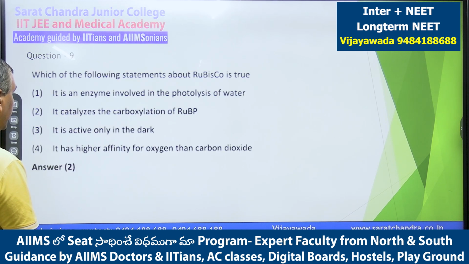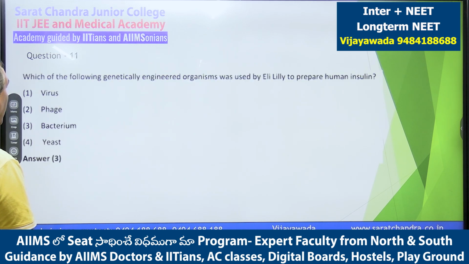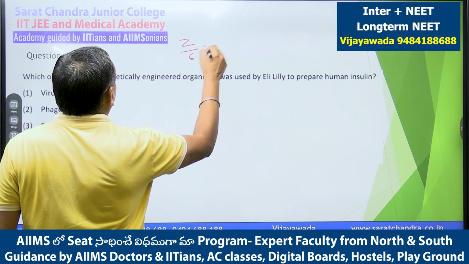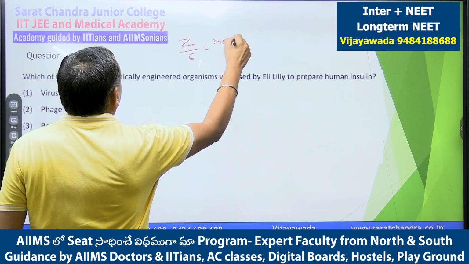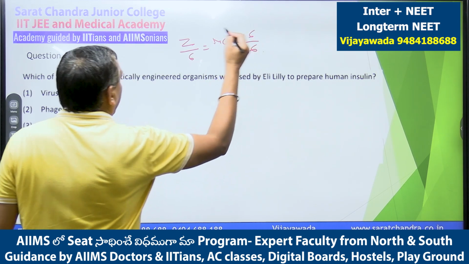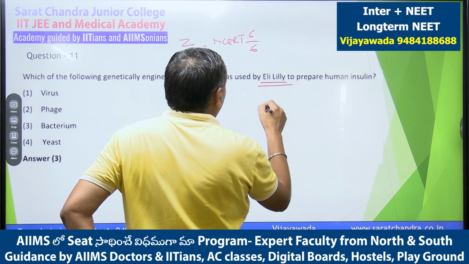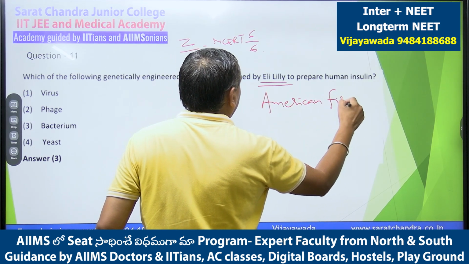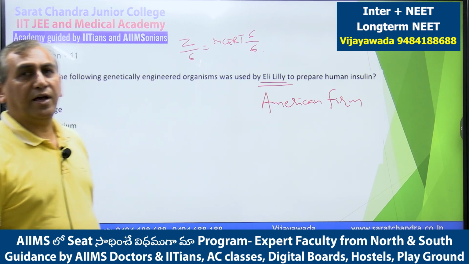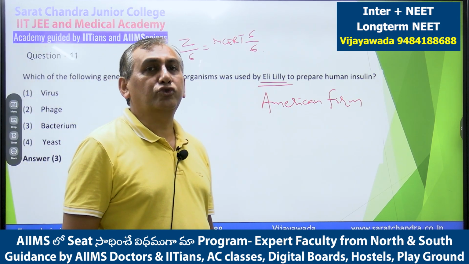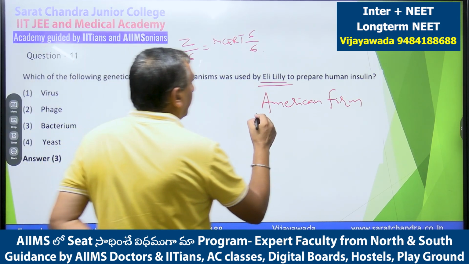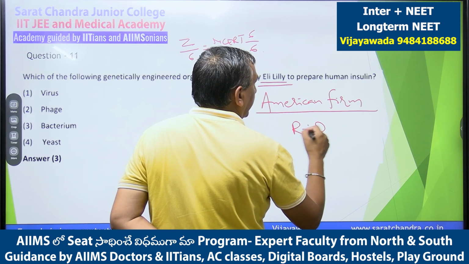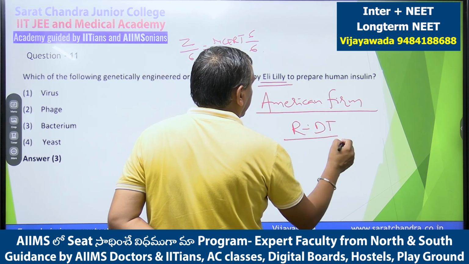This is the 4th one, this is the 5th one I said. Now just coming here, that is again from Zoology 6, NCERT 6 by 6. Eli Lilly is an American firm famous for preparing insulin with the help of recombinant DNA technology, RDT.